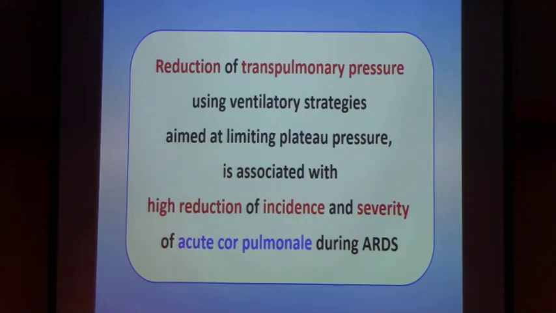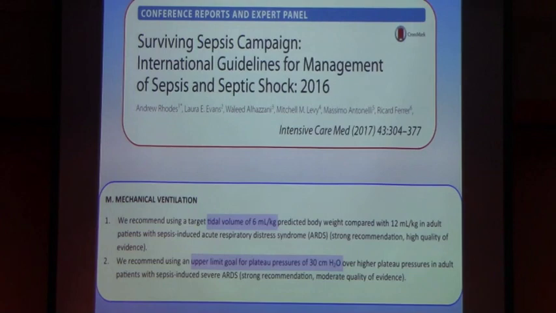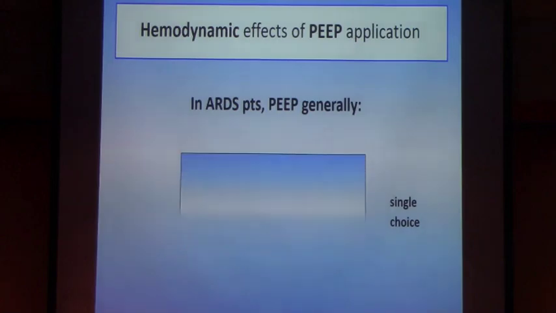So we know that reduction of transpulmonary pressure using ventilatory strategies aimed at limiting plateau pressure is associated with a high reduction of incidence and severity of acute lung injury. Okay, and this is why the Surviving Sepsis Campaign guidelines and others recommend to limit tidal volume and to limit plateau pressure below 30 centimeters of water.